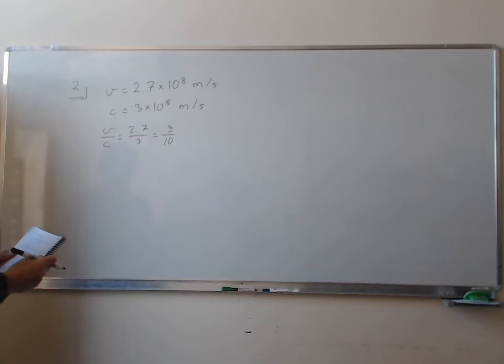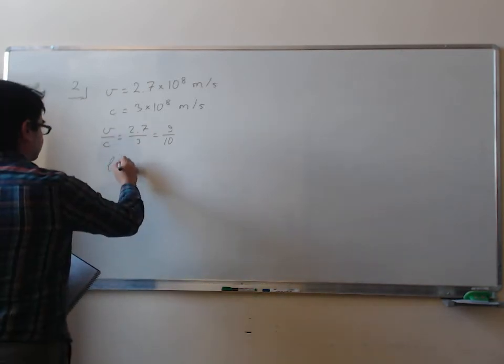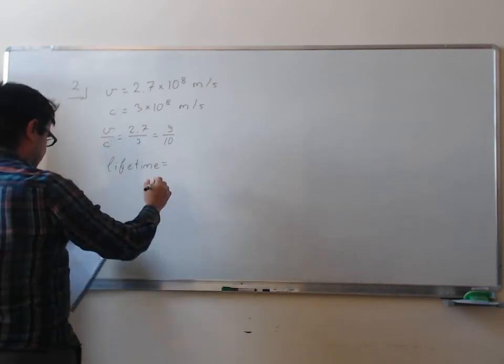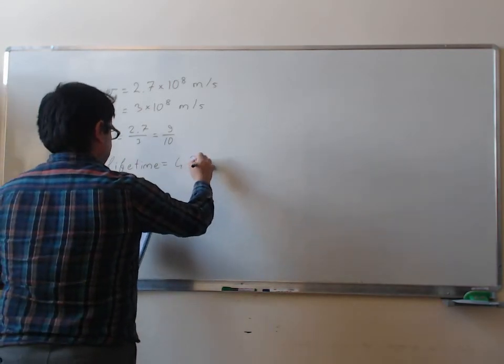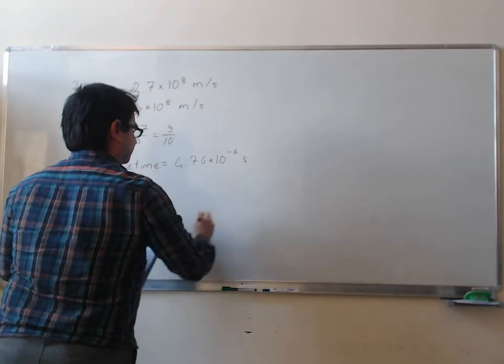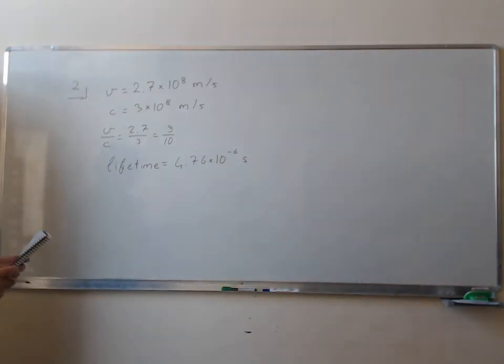It's quite a bit. And we are given the lifetime of the particle, and this is going to be 4.76 times 10 to the minus 6 seconds. Okay? And the question is asking, what is the particle's lifetime at rest? So this is the observed lifetime.